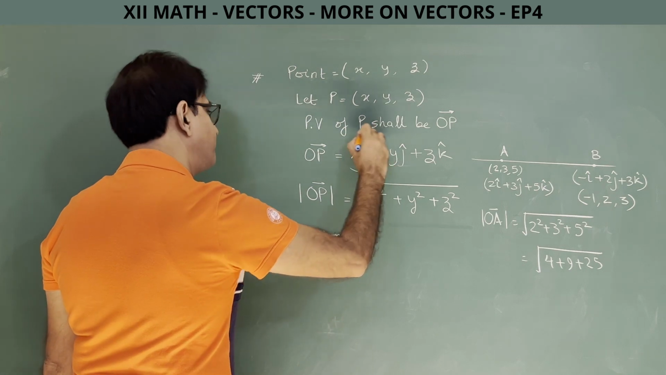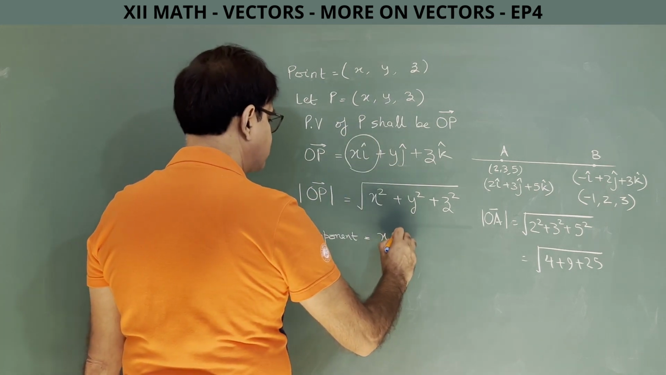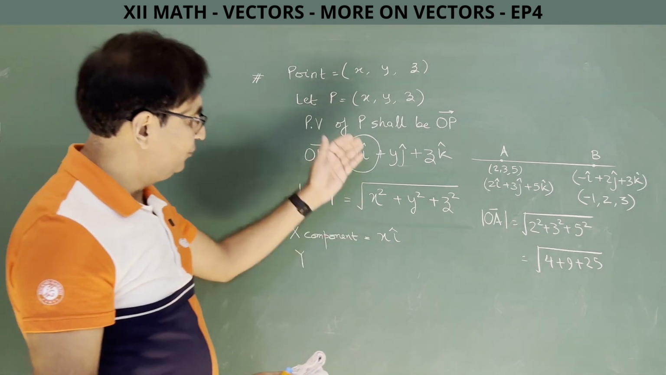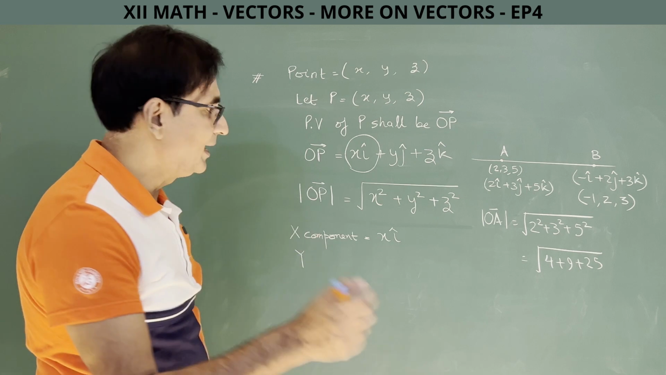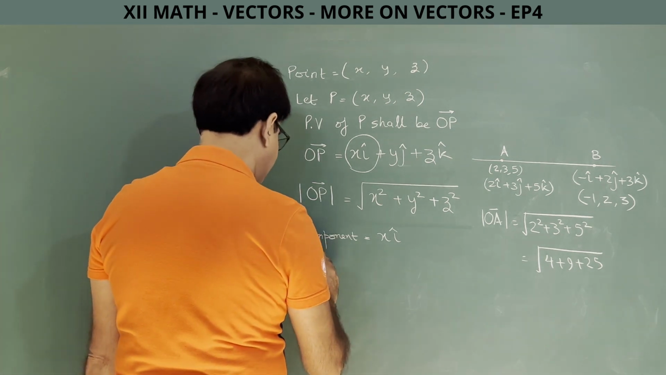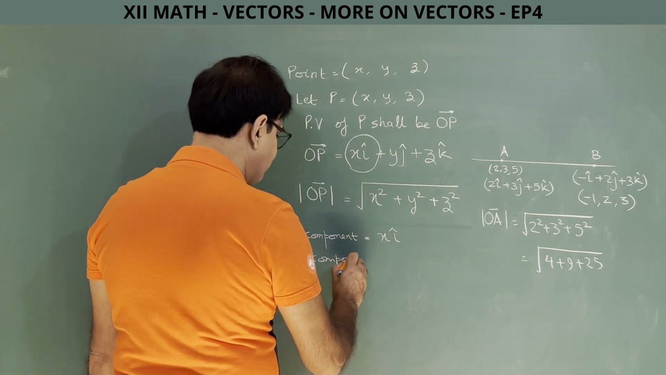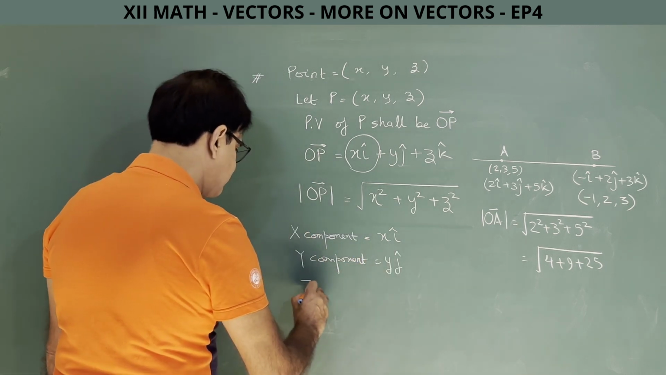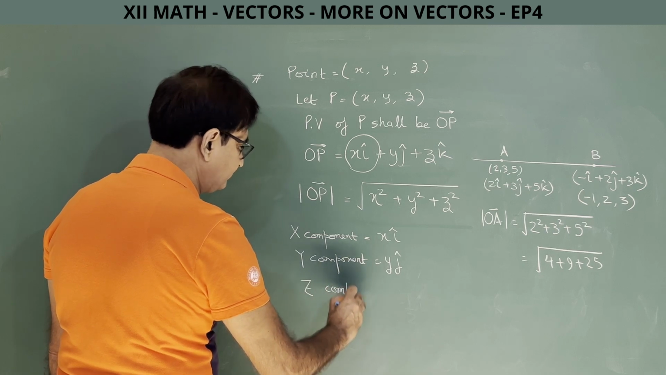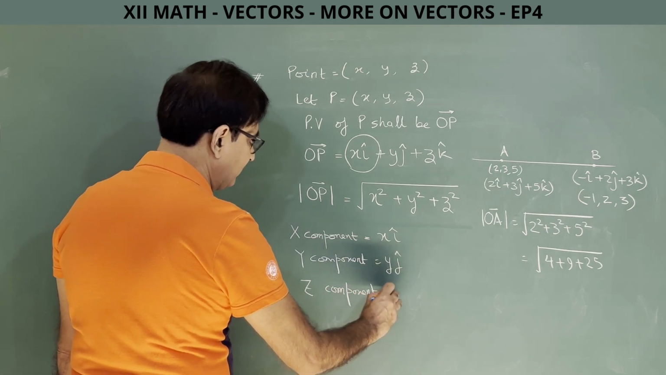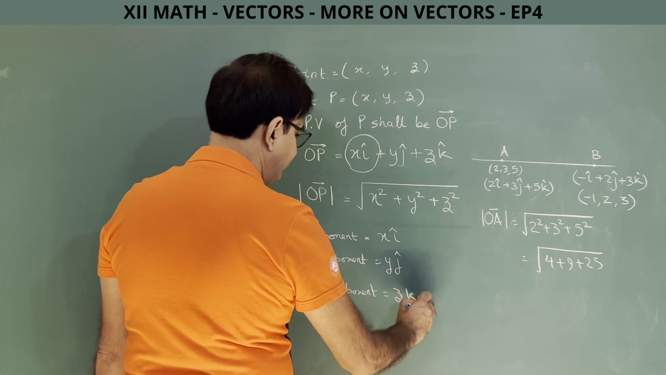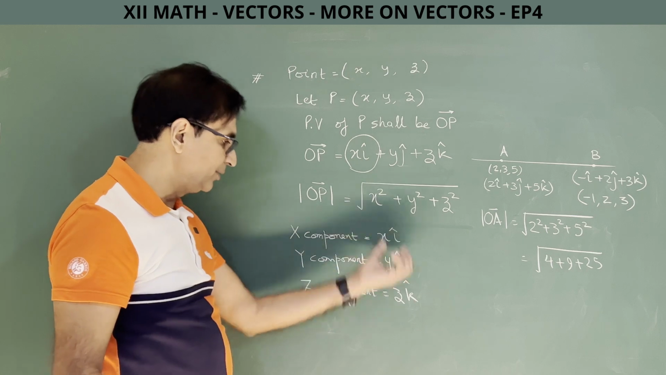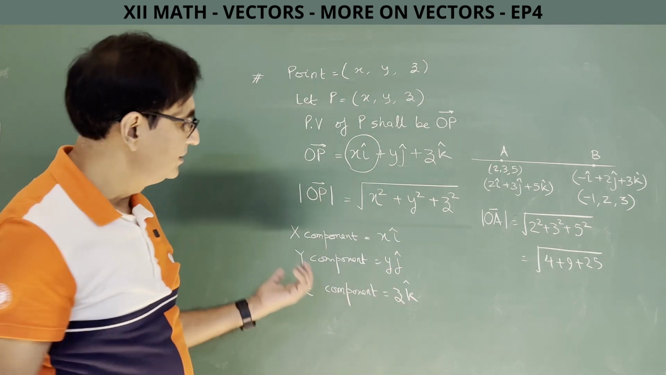This term will be called x component. And what are components of a vector, that also I will tell you. First, let me write the formula for you, then I will tell you what you mean by x component and y component. So, y component of this vector will be y j cap and z component of the above vector will be z k cap. At least even if you do not understand what you mean by x component, y component and z component, you can use the formula and finish your answer and get your marks.